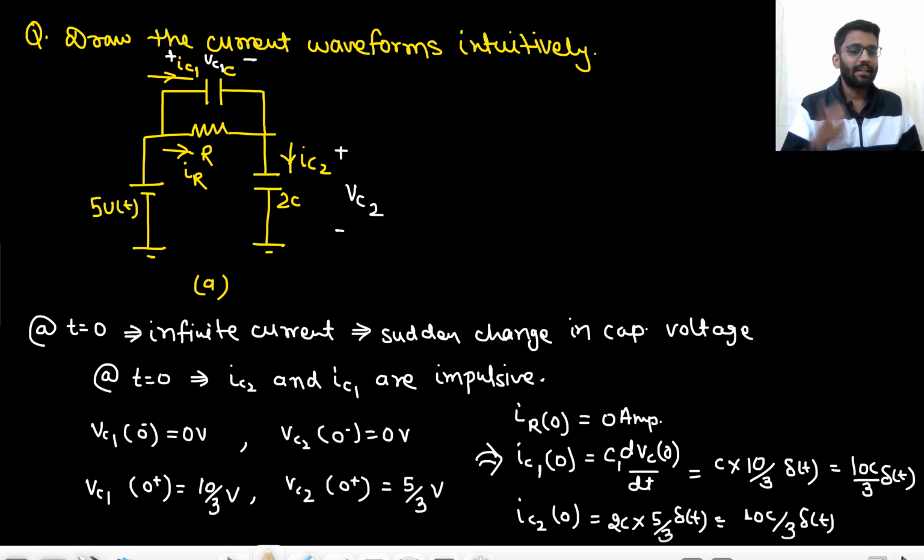Now let's see what is the circuit at t equals to 0 plus. Now this is the most important part. So take your complete concentration here. Okay. Circuit at t equals to 0 plus.